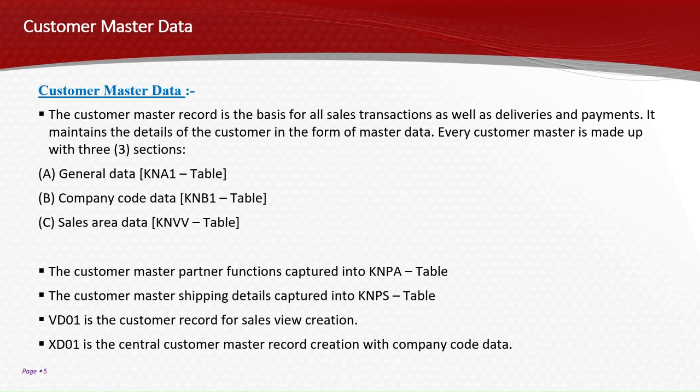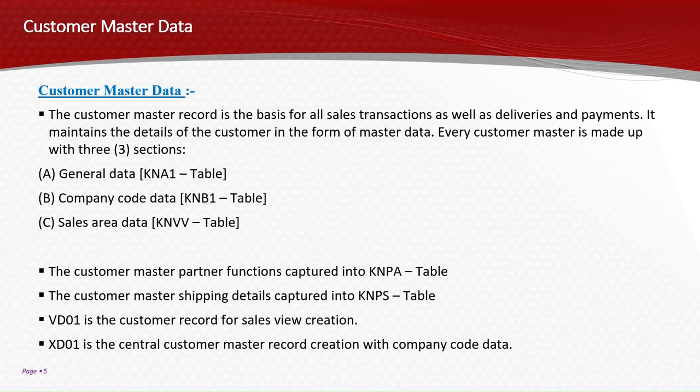If you want to see the general data of a particular customer, you can use the KNA1 table. In the SE16N transaction code, if you enter this KNA1 table, you will see the general data of that particular customer. Next one is the company code data. For company code data, KNB1 is the table. You can use this table to view the company code data of that customer. For sales area data, the table is KNVV. By using this table, you can see the sales area data of that customer.